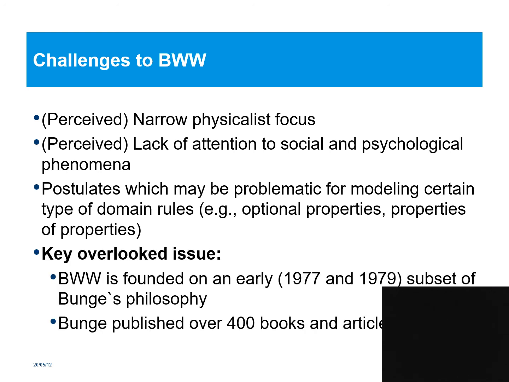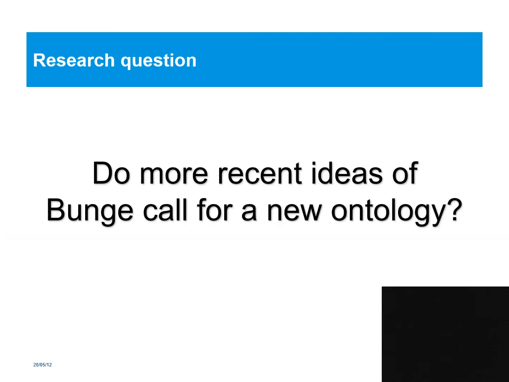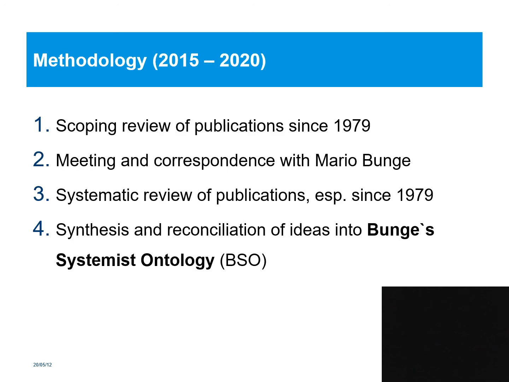However, a key overlooked issue is that BWW is founded on an early subset of Bunge's ontology based on 2 volumes published in 1977 and 79. And since then, Bunge actually published an incredible 400 books and articles. The question then is, do more recent ideas expressed since 1979 call for a new ontology? That is, is there a sequel to BWW that may address some of these concerns and criticisms?